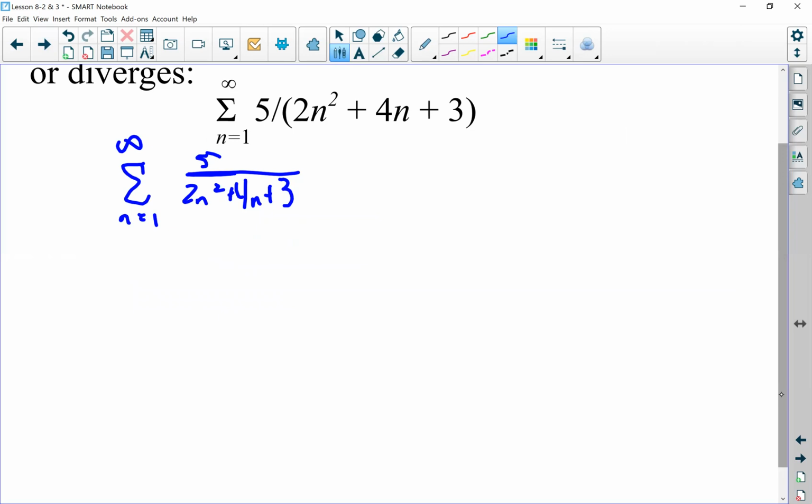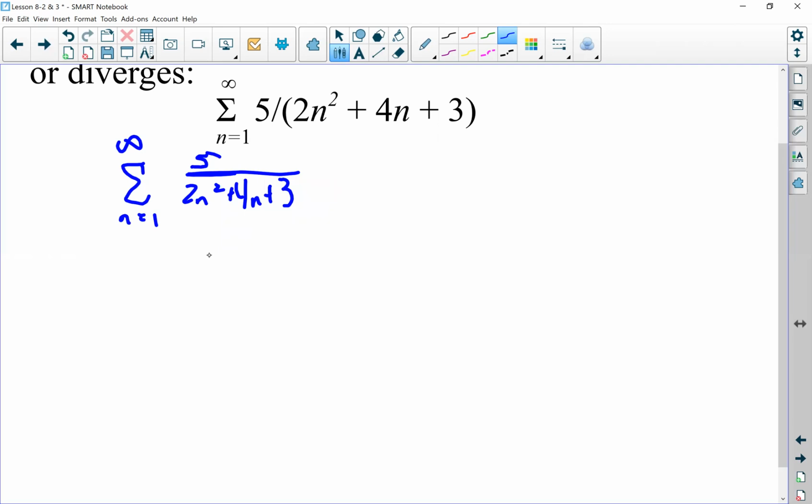This series is pretty similar to 1 over n squared, which is a p series where p is greater than 1. So 1 over n squared would be convergent. And so we want to compare this.